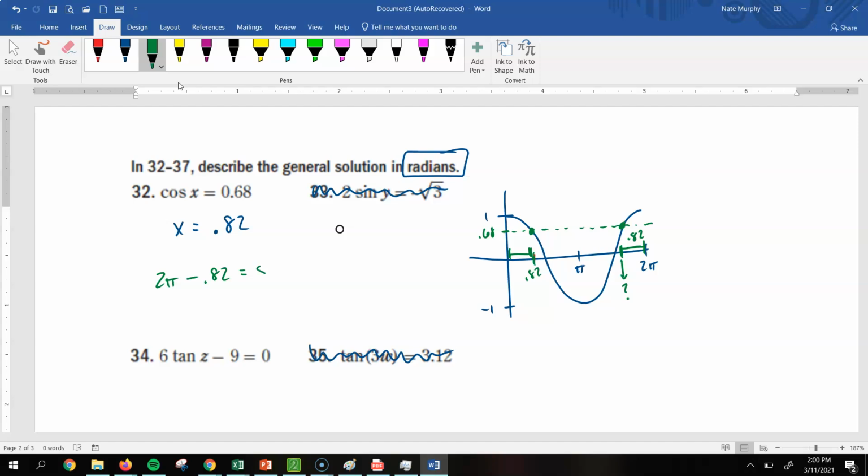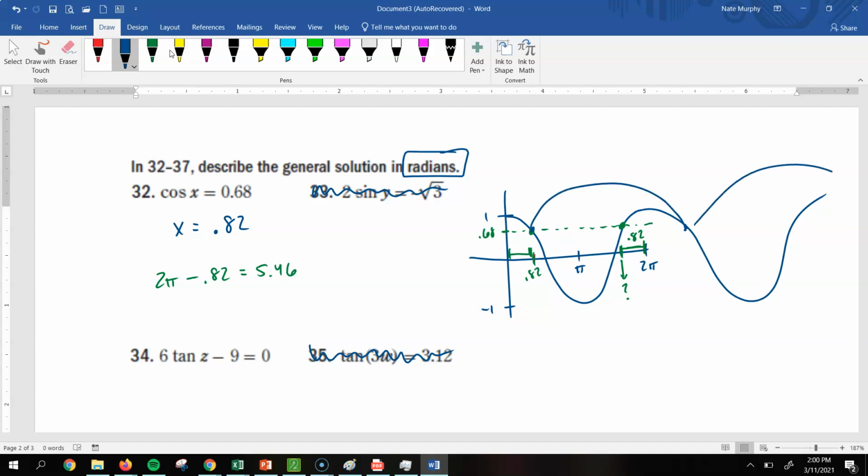And when you do that, we get 5.46. So those are our two solutions between 0 and 2 pi, where the cosine of those would be 0.68. Now, if you wanted to come up with a general solution, remember this point, every point repeats itself. So this point would repeat itself right here, and it would repeat itself over there. So every 2 pi radians, it's going to repeat itself.